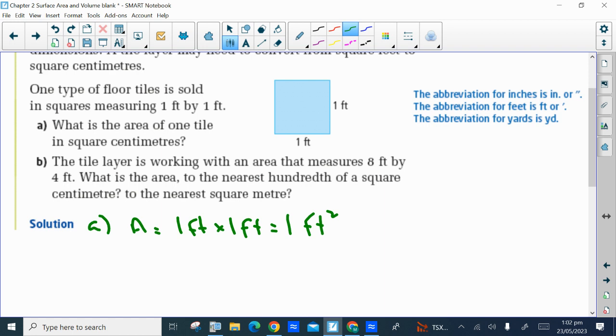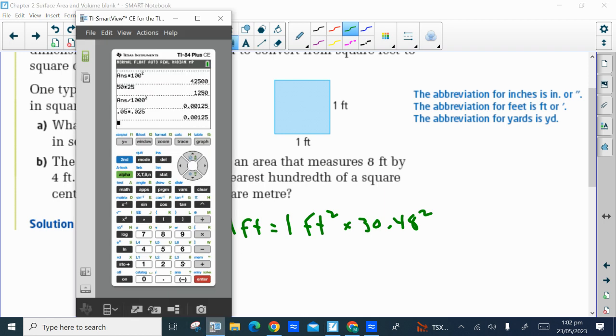Good, yes. Because we're talking about area. Now, 1 times anything is just that anything, right? So really, the only thing we have to do here is find out what 30.48 squared is. Because you're just going to multiply that by 1.